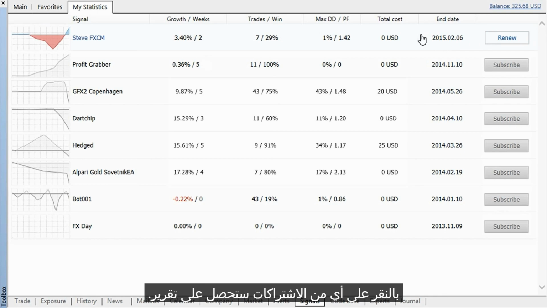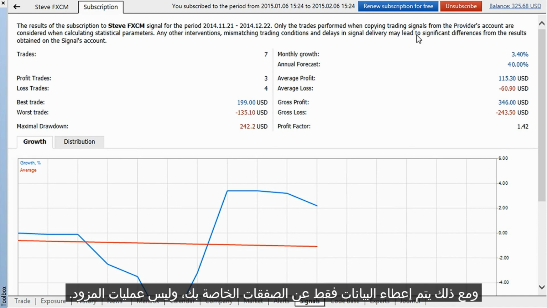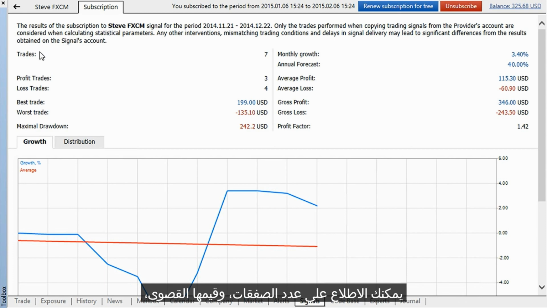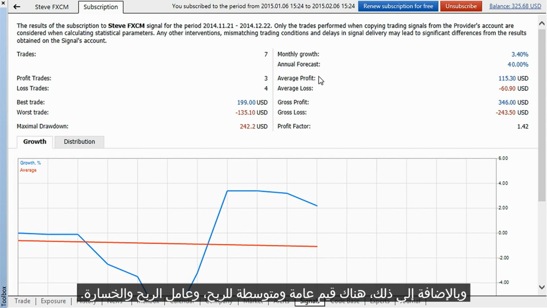Clicking on any of the subscriptions will get you a report. It's very similar to the detailed statistics of the signal. However, the data is given only for your trades, not the provider's operations. You can see the number of trades, their extreme values, maximum drawdown, monthly growth, and a forecast for a year. In addition, there are general and average values of profit, loss, and the profit factor.